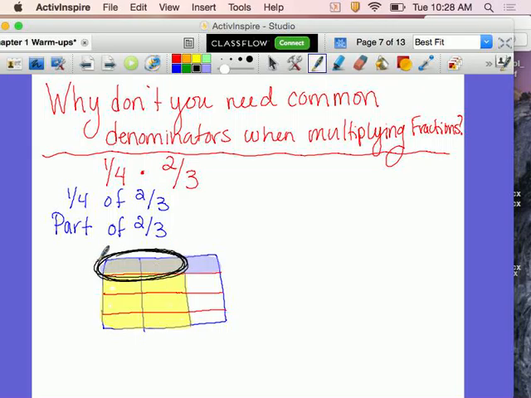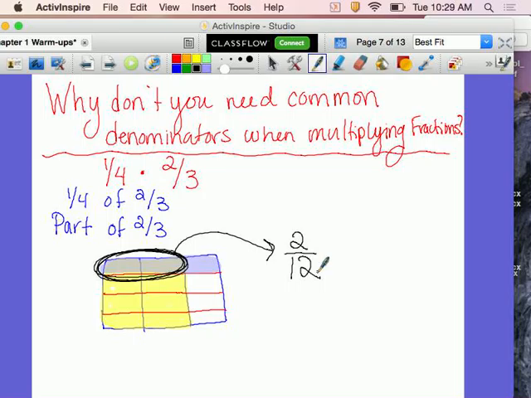So what is that? What's the answer then? Well, you have two things, so your numerator is 2. But what's the size of the pieces? Well, we've now cut this up into a whole bunch of things. So the size of this is now 1, 2, 3, 4, 5, 6, 7, 8, 9, 10, 11, 12. So it's 2/12 that I now have.